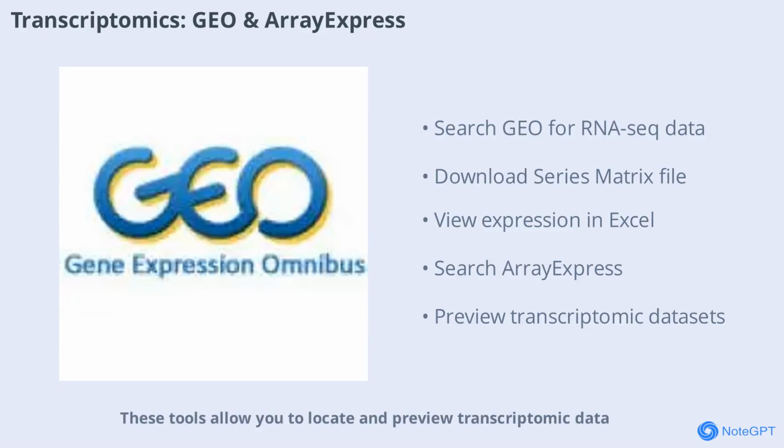These tools allow you to locate and preview transcriptomic data, helping you analyze gene expression patterns across conditions and experiments. GEO and ArrayExpress are widely used for large-scale studies, enabling researchers to access and interpret high-throughput sequencing data.